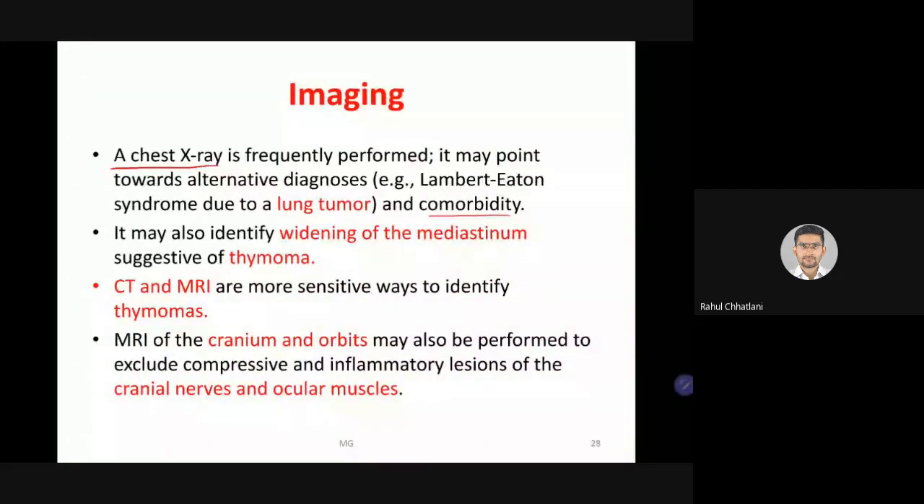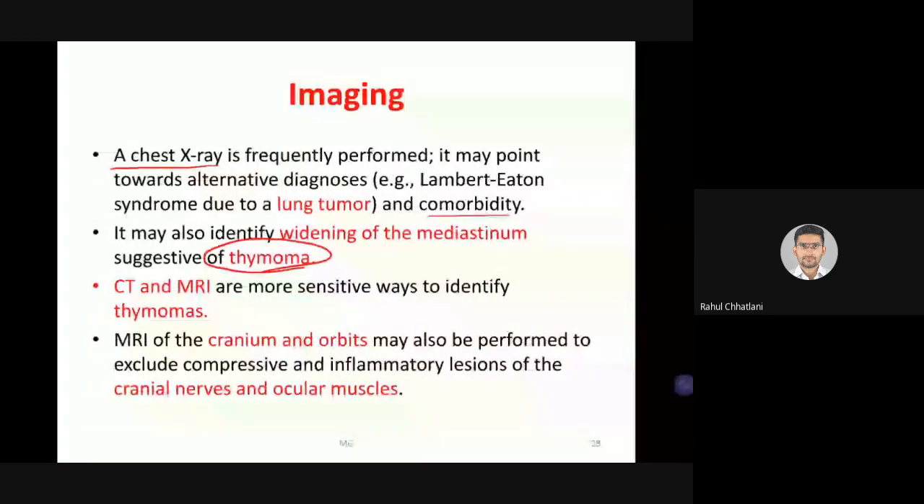It may also identify widening of the mediastinum suggestive of thymoma. Yes, thymoma, involvement of thymus gland, as we have already talked, the fourth and the most important pathophysiology that is called the involvement of thymus gland. CT and MRI are more sensitive ways to identify the thymomas.